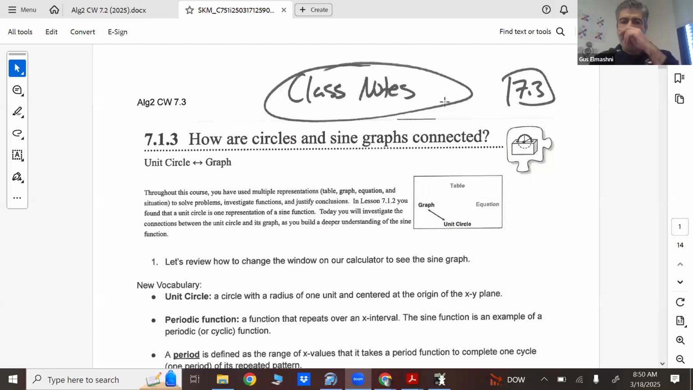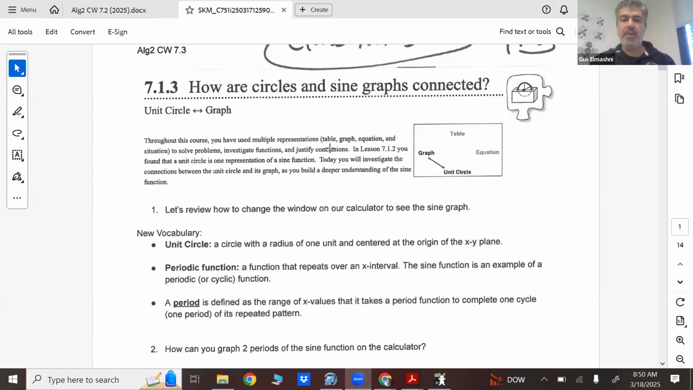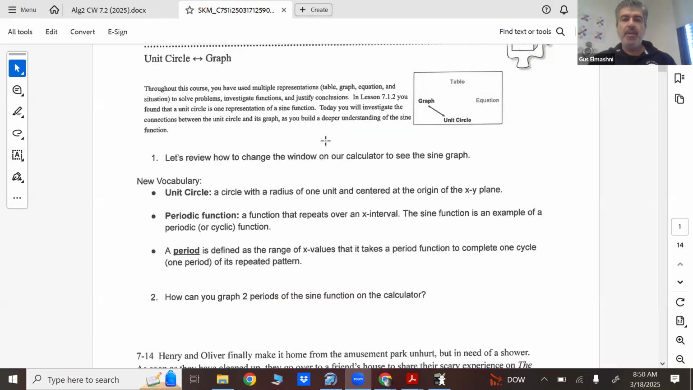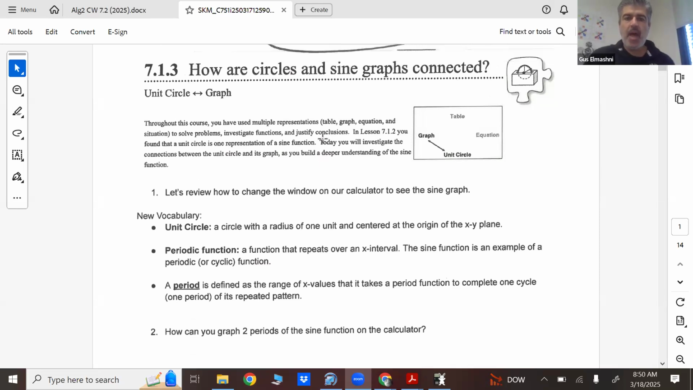Okay, so now we're going to the notes for today. Sorry that I had to explain what you guys did Friday. So how are circles and sine graphs connected?